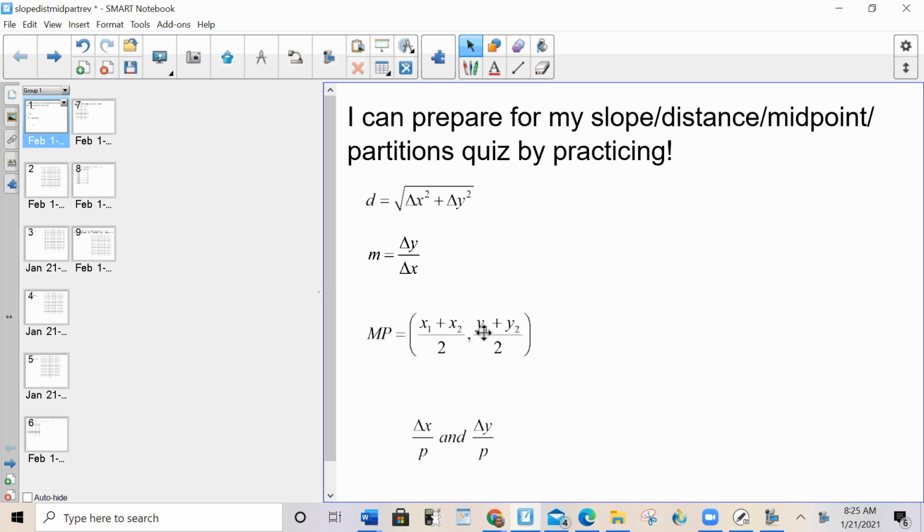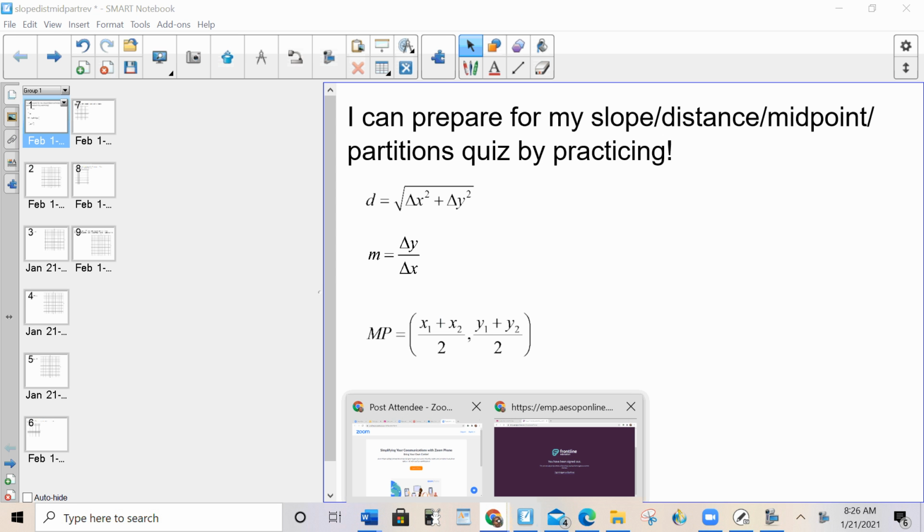Midpoint is your average of x, comma average of y, or x1 plus x2 over 2, comma y1 plus y2 over 2. And partitions, it's more than just this formula, but you start with delta x over p and delta y over p. And to help you remember all this, we have a song.